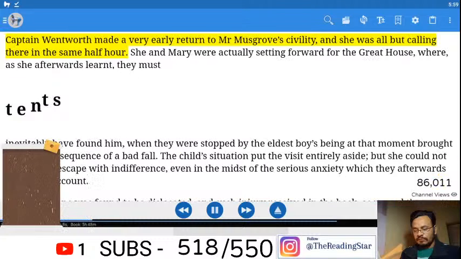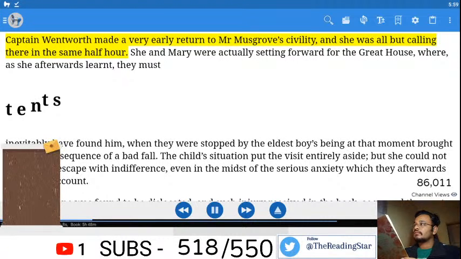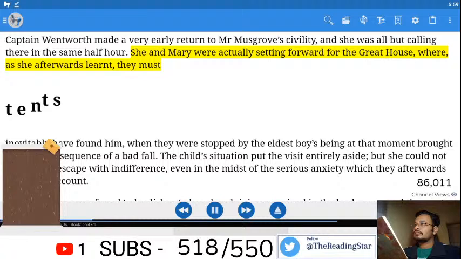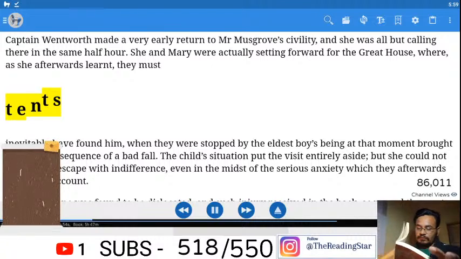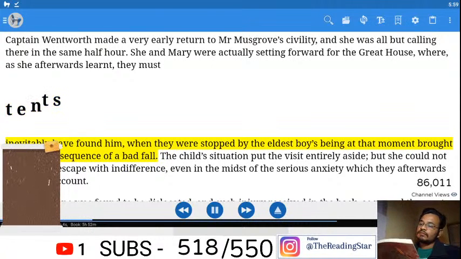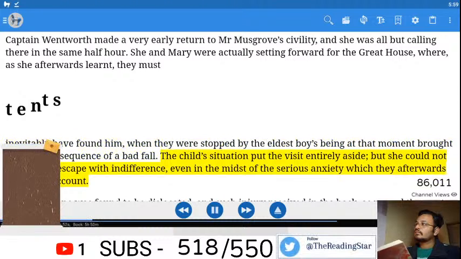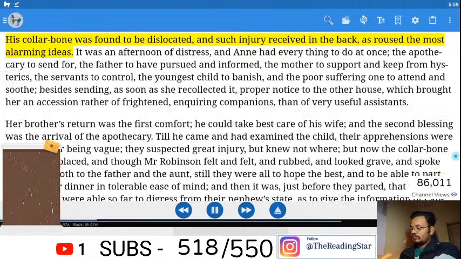Captain Wentworth made a very early return to Mr. Musgrove's civility, and she was all but calling there in the same half hour. She and Mary were actually setting forward for the great house, where, as she afterwards learned, they must inevitably have found him, when they were stopped by the eldest boy's being at that moment brought home in consequence of a bad fall. The child's situation put the visit entirely aside, but she could not hear of her escape with indifference, even in the midst of the serious anxiety which they afterwards felt on his account. His collarbone was found to be dislocated, and such injury received in the back as roused the most alarming ideas.